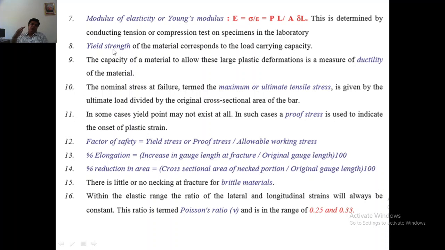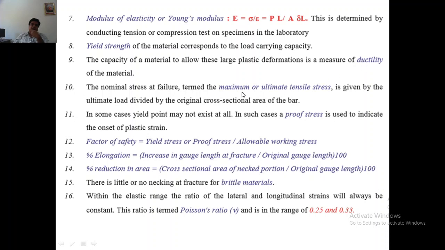And yield strength: when the load is applied on the material, until a certain limit there will be elastic deformation, and when the load exceeds that elastic limit or yield load, the metal will undergo plastic deformation. So that limit, the load or the stress up to which there is only elastic deformation and after which there is plastic deformation, is called the yield stress or yield strength of the material. Similarly, ductility we saw, which is the amount of plastic deformation in the material.